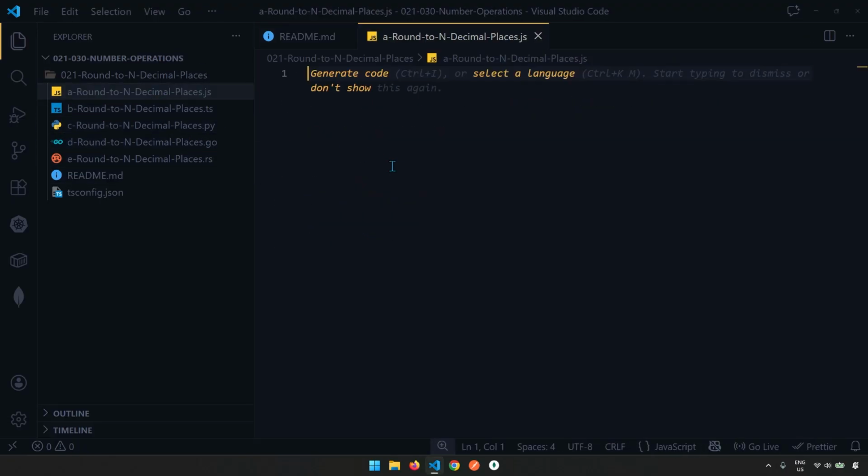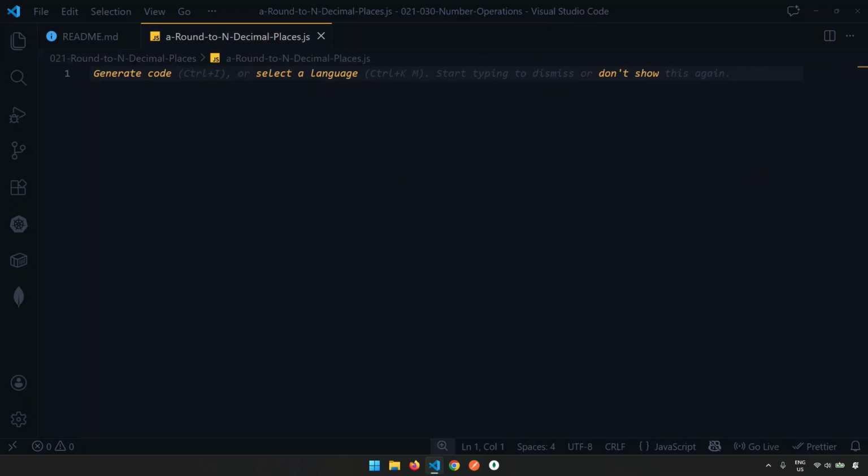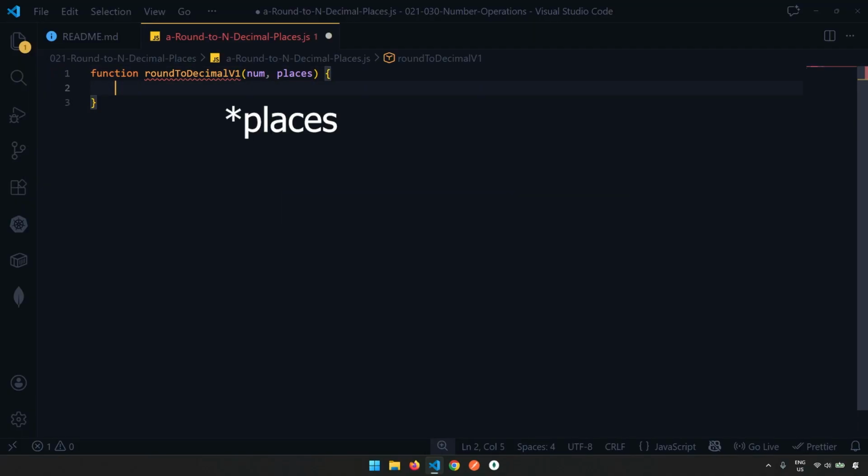The first language, much like the previous challenges, is going to be JavaScript. And for this specific challenge, I'm going to give you 2 different solutions. You're very welcome to explore this challenge further and find other solutions, but I'm just going to restrict myself to these 2. So we have a function called round to decimal, and this is going to be v1. We are going to pass in the actual number and then the decimal places. Now, instead of writing decimal places, I'm just going to write decimal.